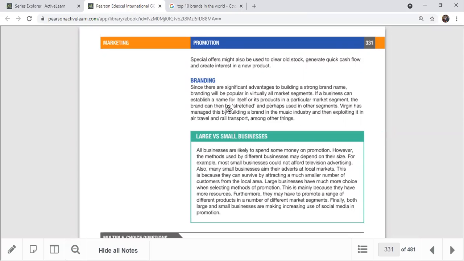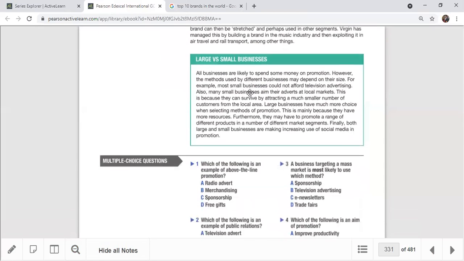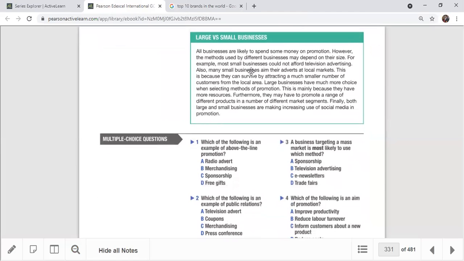If a business can establish a brand name for a product in a particular market segment, the brand can be stretched and perhaps used in other segments. Virgin has managed this by building a brand in the music industry and then exporting it into air travel and rail transport, among other things. So both large and small businesses can use branding and advertising. Promotion is that important. Even if you are a small businessman or a large business like a PLC, promotion is important, right? Therefore promotion ranges across different products and a number of different market segments. Both large and small businesses are making increasing use of social media in promotion.